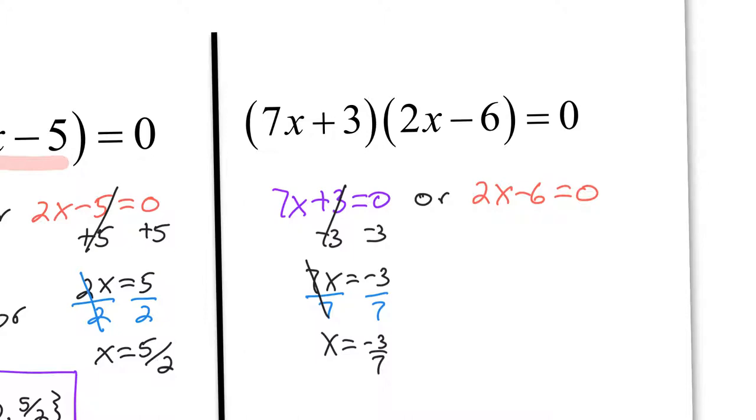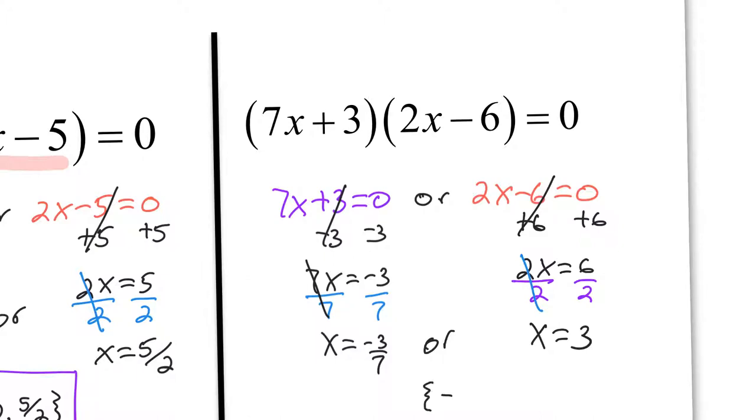And the next one, or you guys are going to add 6 over here. So that's gone. 2x equals 6. You guys are going to divide by 2. So that turns into 1. X equals 3. So we have our two answers. You set up your solution set. So we have a bracket. Negative 3 over 7. That's the first one. And positive 3 is the second one. So we have two answers. All right. Keep in mind that sometimes you might get the same answer twice. That can happen. But right now we haven't gotten any to be the same answer 2 times.